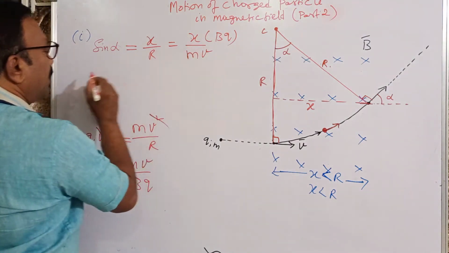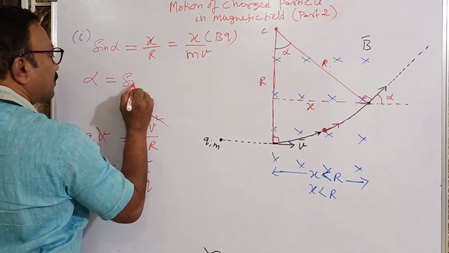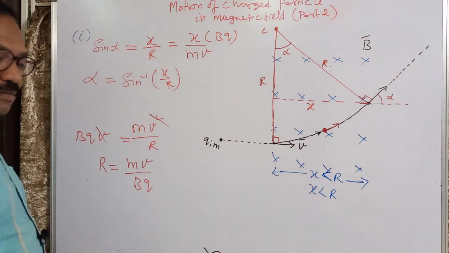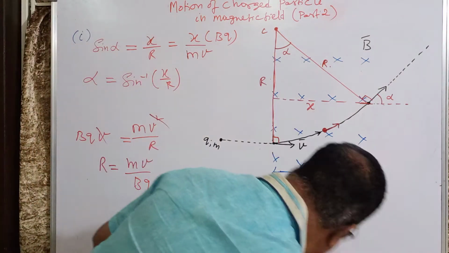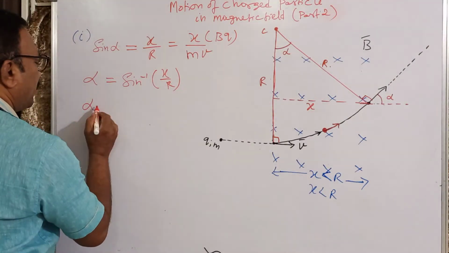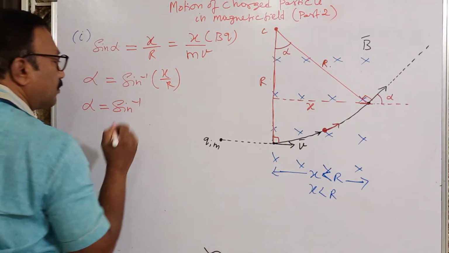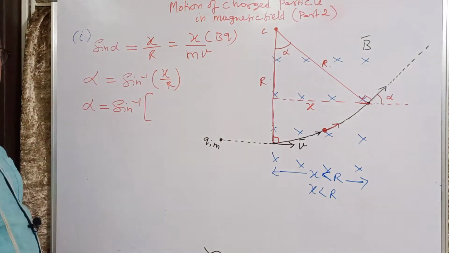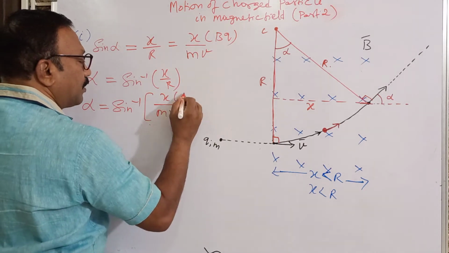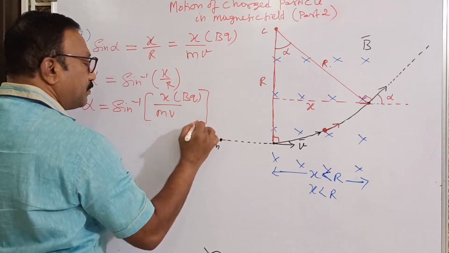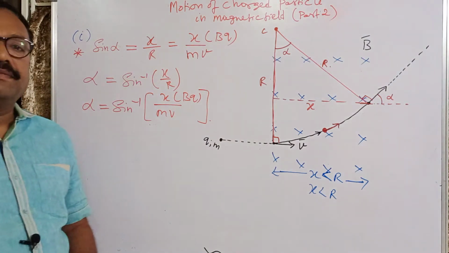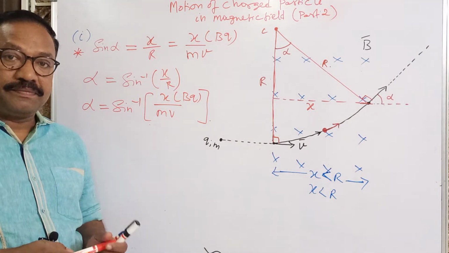So this is then alpha. What is alpha? Sine inverse. Either you do x by r, sine inverse x by r, or we can substitute the radius also if you want. Alpha is also equal to sine inverse x divided by r, that is mv by bq. So this is the angle through which it is deflected.